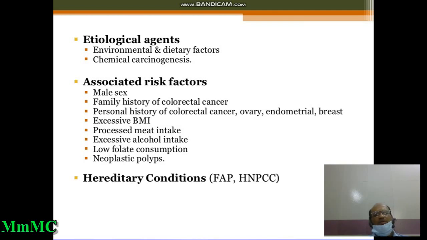Family history of colorectal cancer, personal history of colorectal cancer, ovarian cancer, endometrial cancer, and breast cancer. Excessive BMI: in obese persons, chance of colorectal cancer, especially rectal cancer, is more. Processed meat intake, those who are fast food lovers. Excessive alcohol intake, low folate consumption, neoplastic polyp. Some hereditary conditions may be involved in developing carcinoma rectum. এর মধ্যে একটা হলো familial adenomatous polyposis, second one hereditary non-polyposis colorectal cancer.